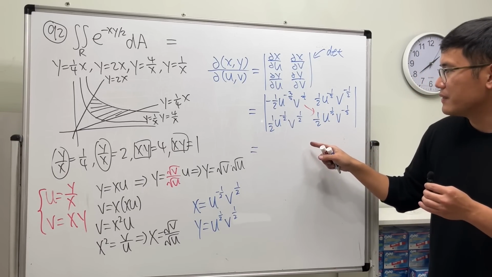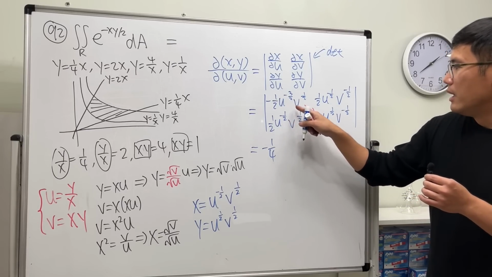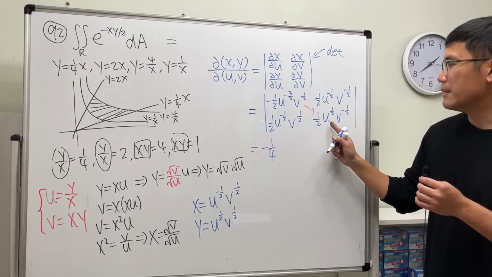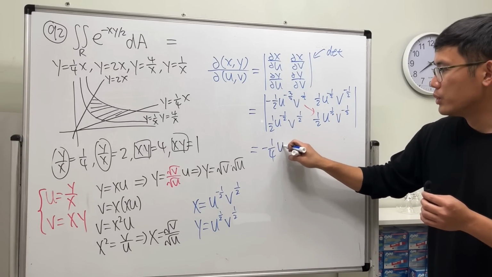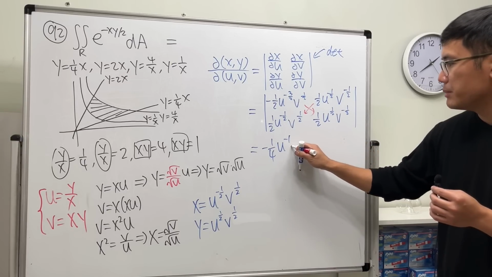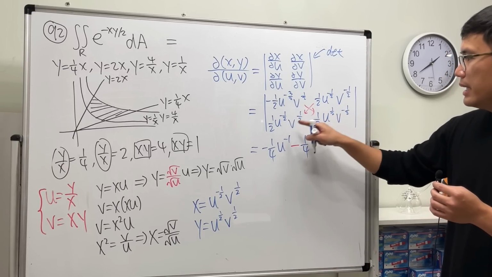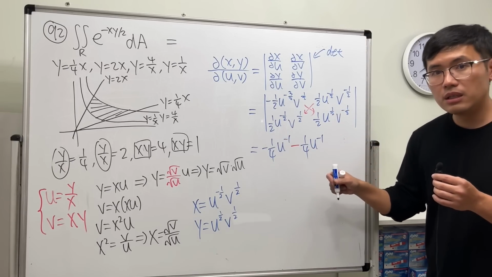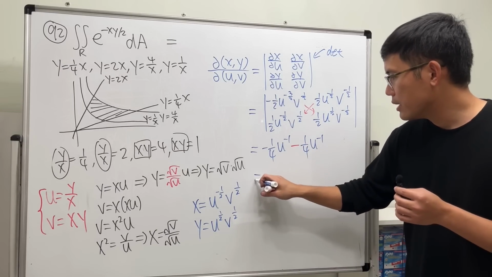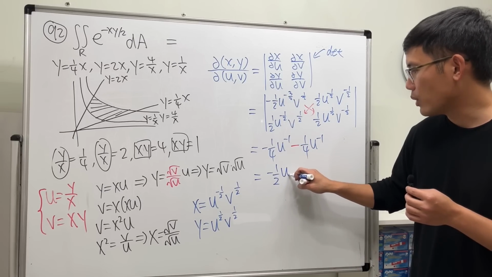negative, negative, no, negative positive, so it's negative 1/4. Yeah, this v cancels. u to the negative 3/2 times u to the 1/2 is u to the negative 1. Okay, u to the negative 1. And then we do this times that, but it's a minus in between. 1/2 times 1/2 is 1/4. This and that is u to the negative 1. And this and that, they cancel, so we have this. And we can combine them. Negative 1/4 minus 1/4 is negative 1/2. And then we have u to the negative 1.